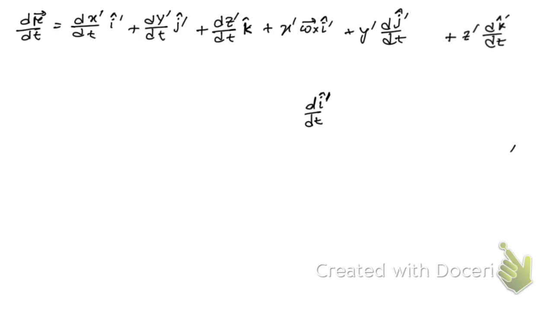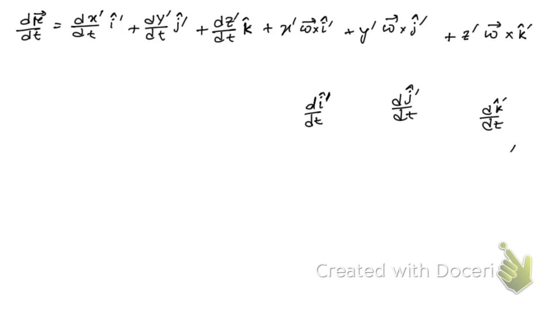Okay, and k dash cap also. Let me remove this time derivative of z dash cap by omega cross z dash cap, and let me remove this one by omega cross k dash cap. Okay, so hope you have understood what I have done.